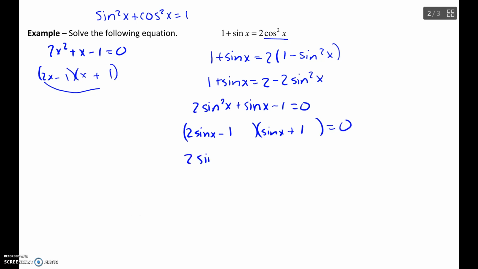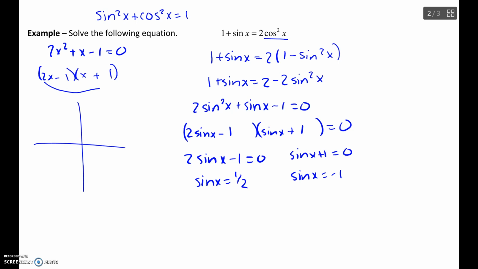So 2 sine x minus 1 equals 0. Sine x equals 1/2. And then sine x plus 1 equals 0. So sine x equals negative 1.